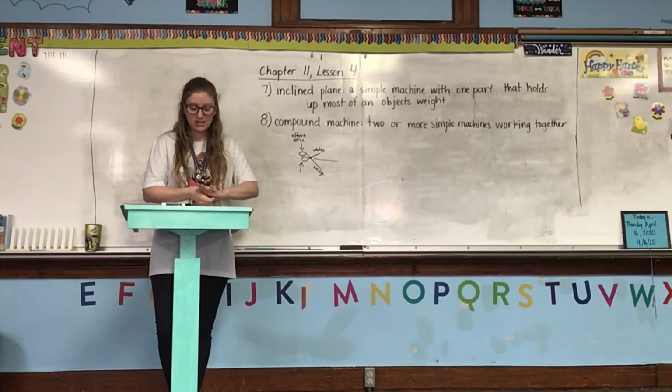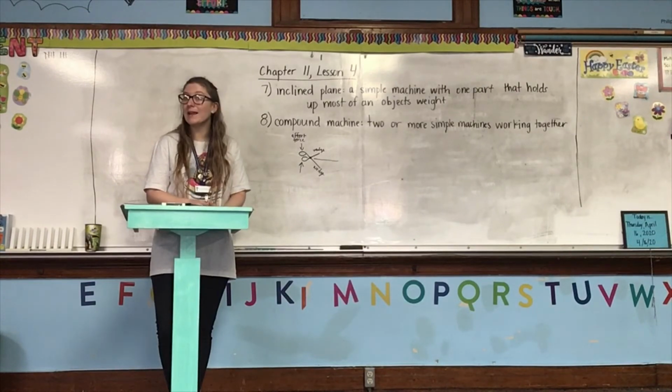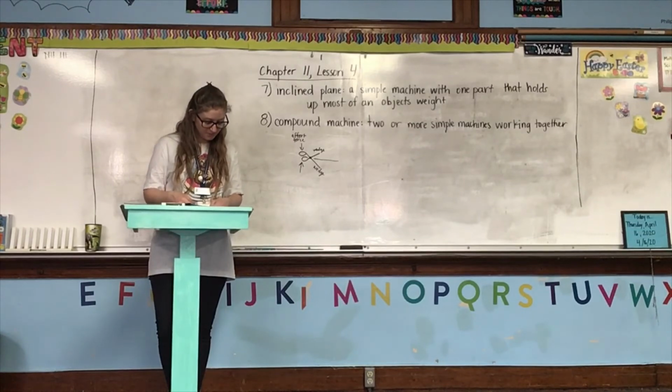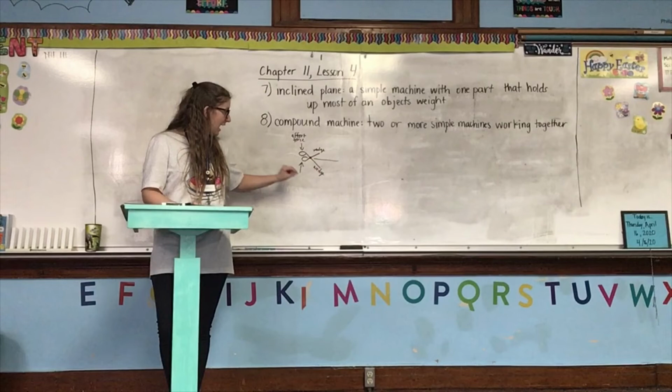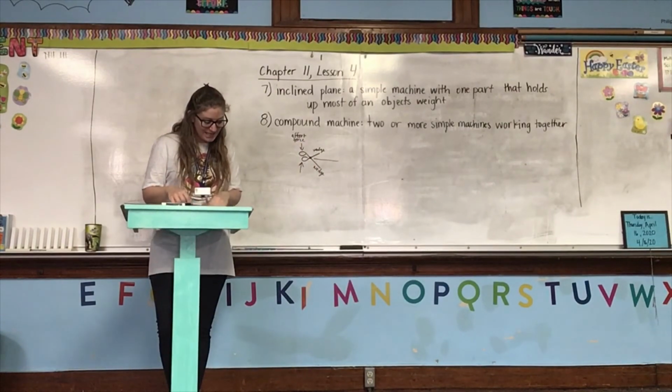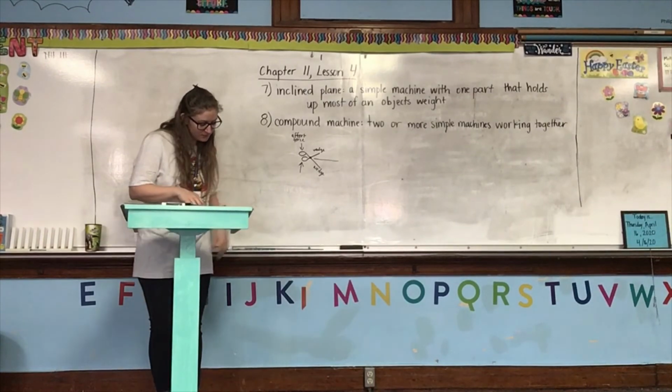Now the critical thinking question. How are a knife and a pair of scissors related? Well, they're both made up of levers and wedges. A scissors is made up of two wedges and two levers, so either side is a lever, whereas a knife contains one wedge and one lever.